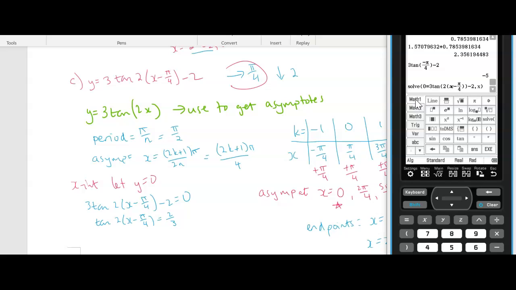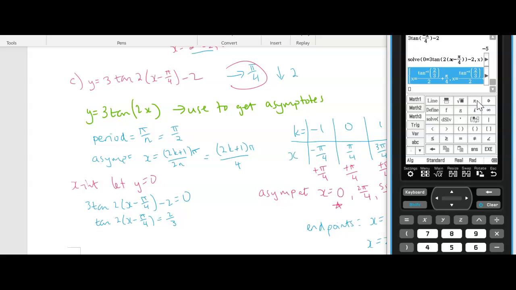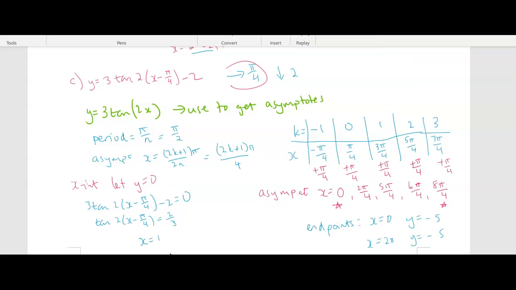So given that we're going from 0 to 2 pi, I'm going to do that again, but do it in decimals. So we've got x equals 1.08.